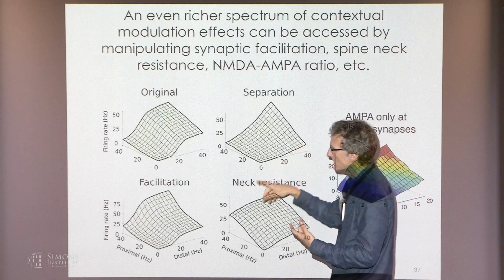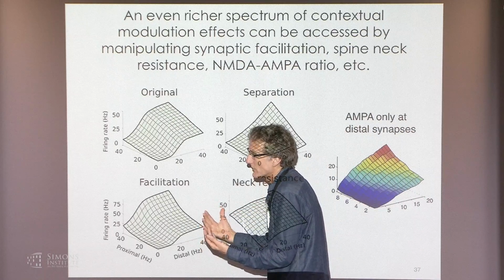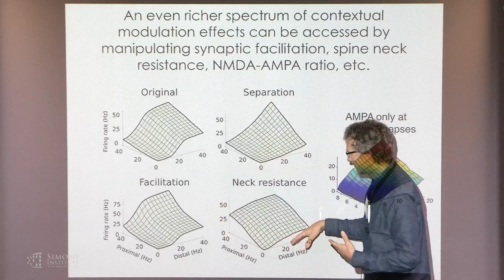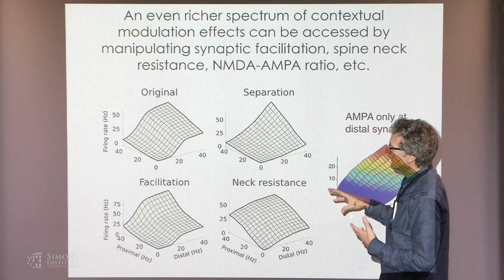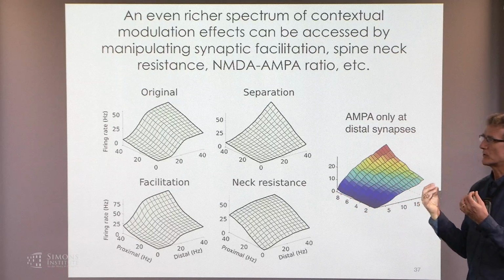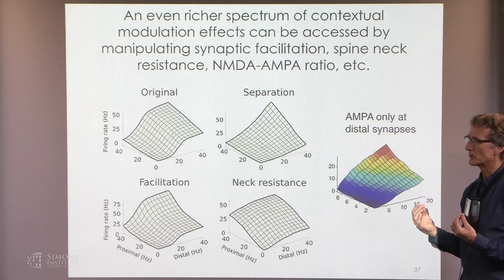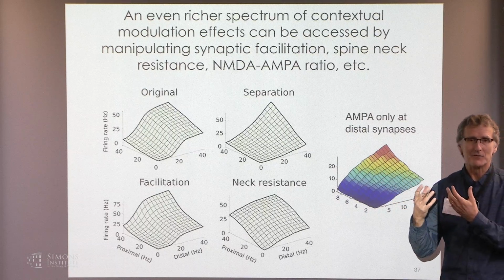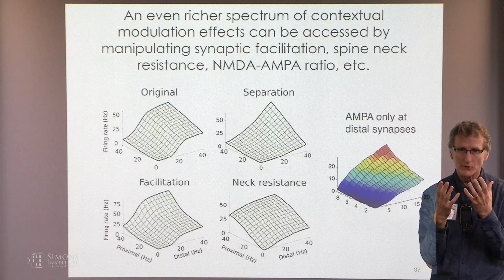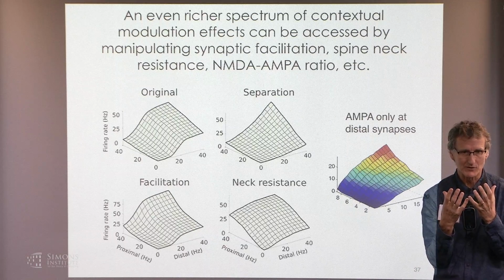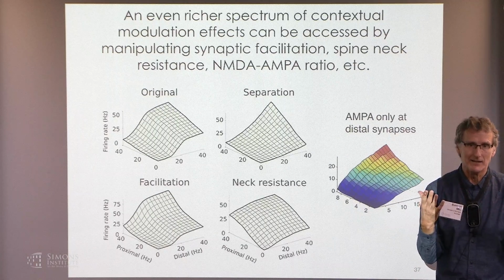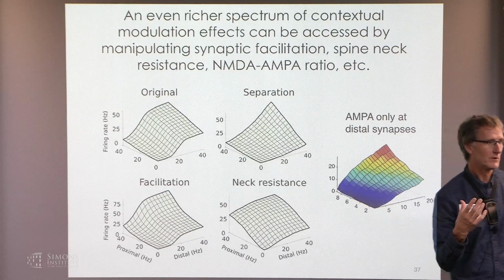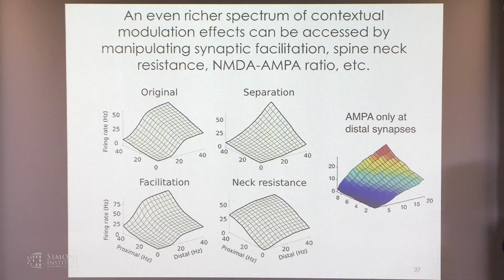We could have different separations. We could have synaptic facilitation. We could model synapses that have slightly different properties that facilitate. We could have spines with different neck resistances. The point is that the biological parameters that are available to the neuron provide for a rich set of these nonlinear, asymmetric, multidimensional sigmoidal interaction functions that can be made, okay? And that's what the hardware can do and does do, even just for 2 inputs.